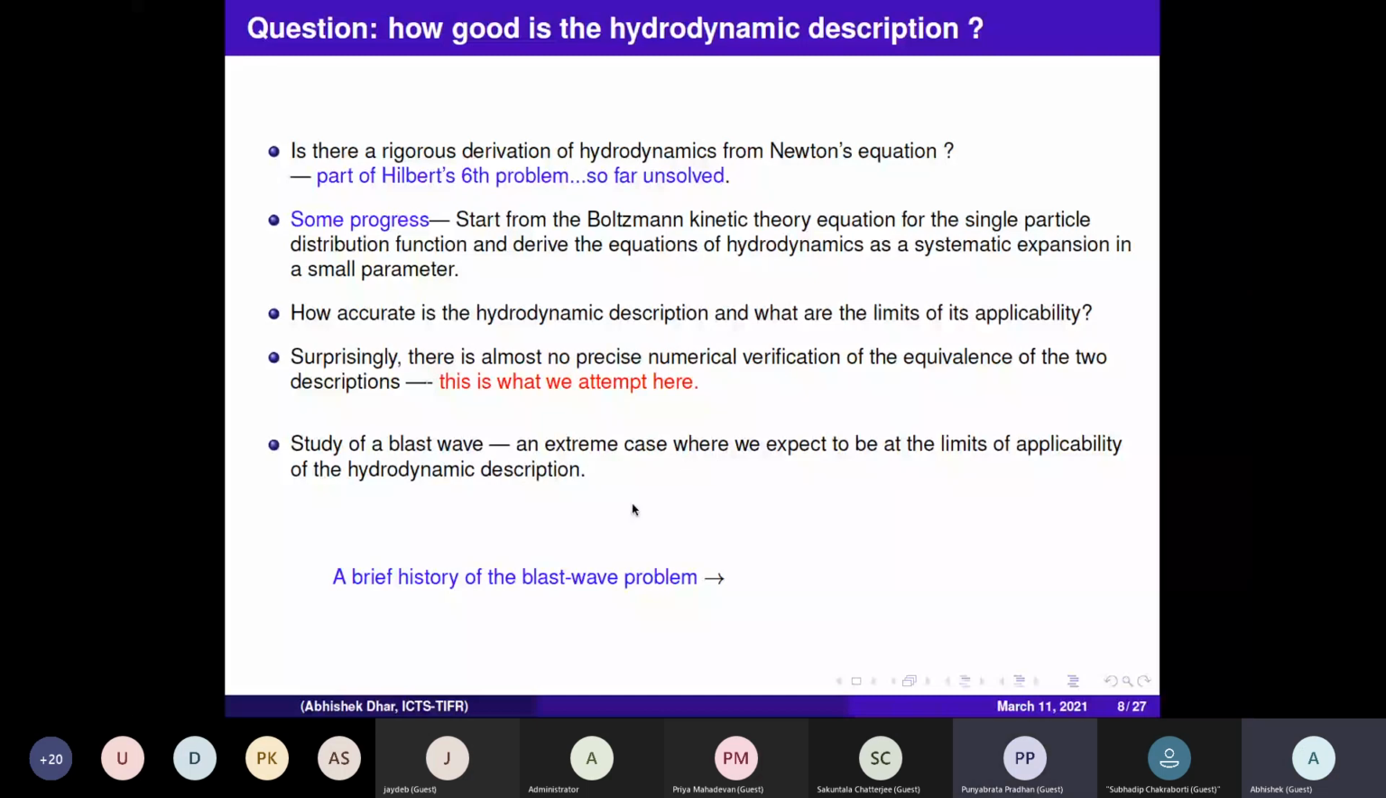So in a blast, what is the reason you expect it? We expect that the hydrodynamic description might break down because this blast problem involves, as we will see now, sharp discontinuities in these fields, and so it's natural to expect that there should be some problems in a continuum description, right? And it's an extreme situation.